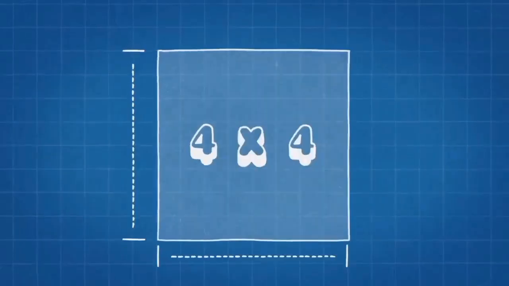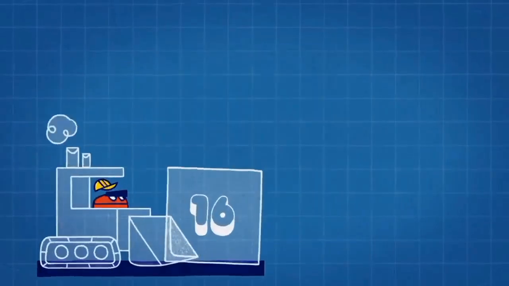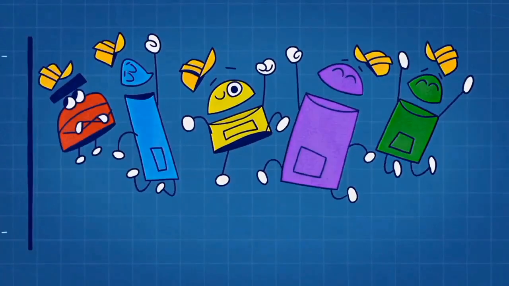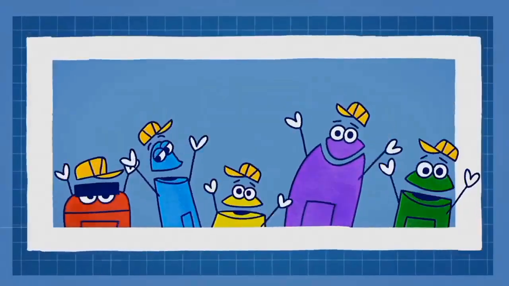You take length times width, that'll prepare you to find a square or rectangle's area. And that's measuring time, the area.